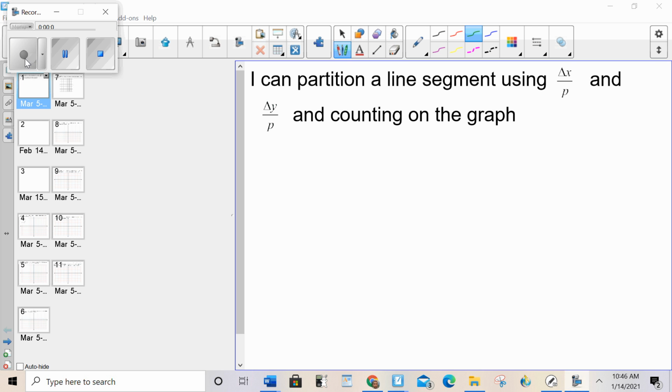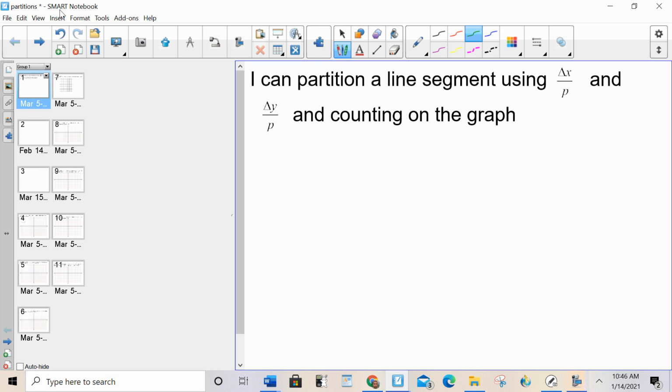Hello everybody. Today I can partition a line segment using delta x over p and delta y over p and counting on the graph. This is a very commonly asked Common Core Regents question. They ask it in every single exam. We're going to spend 2 days on it, even though technically we only really need one, but it's so important that I want to practice it.